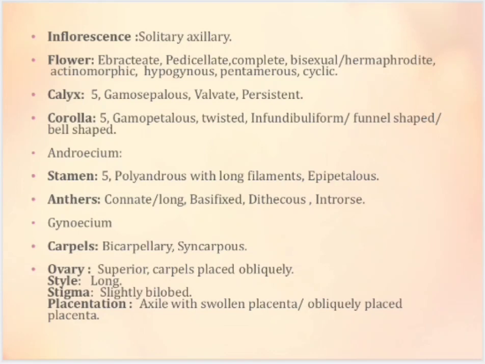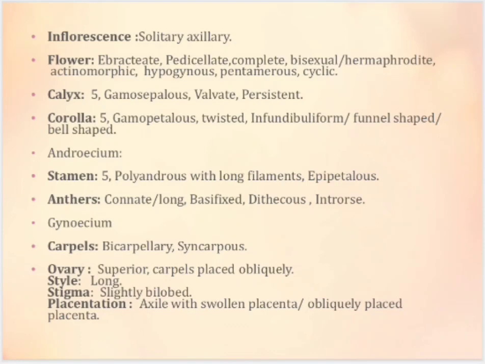5 stamens are present in the third whorl known as androecium, and cohesion of stamens is polyandrous with long filaments and epipetalous position of stamens. Anthers are long, basifixed, dithecous and introrse.